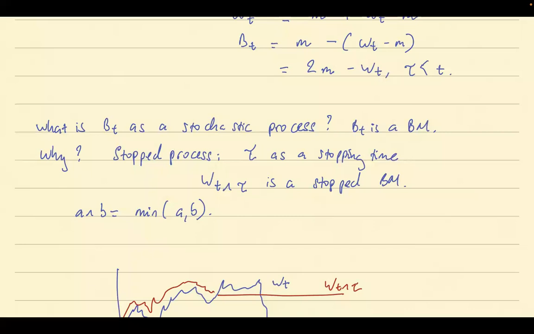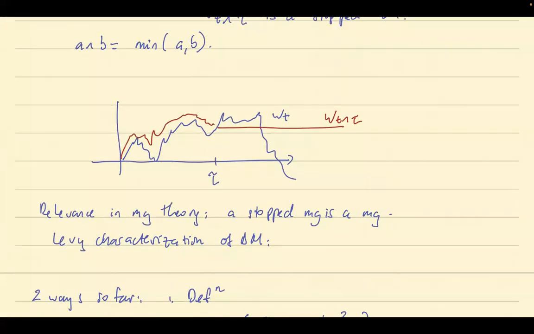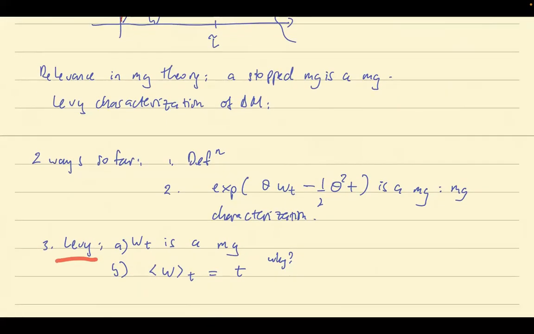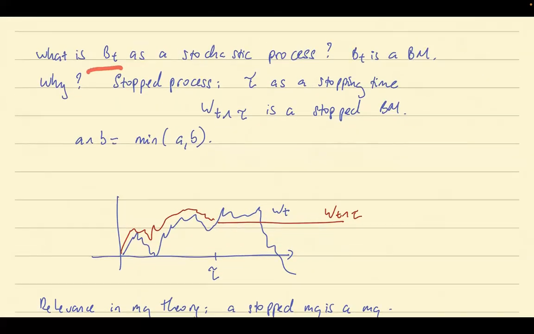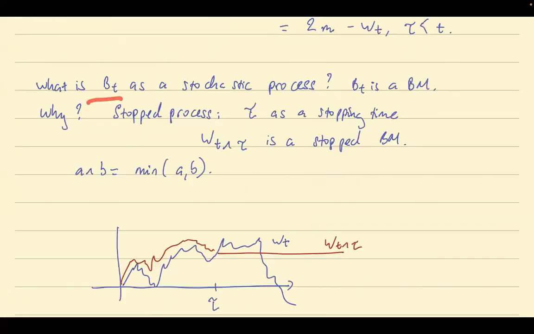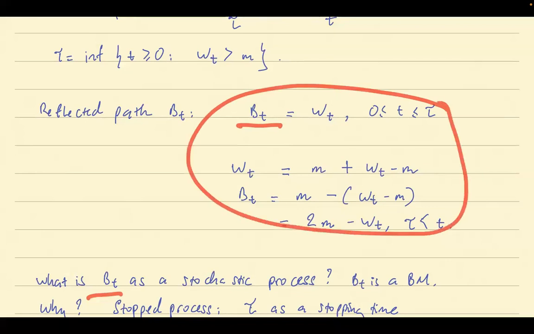So now we will want to apply the Levy characterization to B_t itself. In other words, we want to show that B_t itself is a martingale and B_t has quadratic variation t. Now, how can we do this, where B_t itself is something that looks crazy like this?